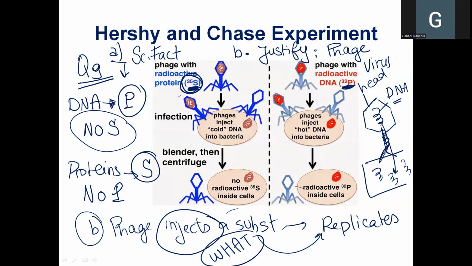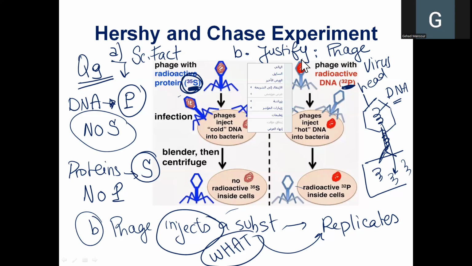How did they do this? They cultured the phage inside a medium where there was radioactive sulfur or radioactive phosphorus with other bacteria that were not used for the experiment, of course, in order to increase the number of phages. But every time the phage would reproduce, it would contain this material that they inserted in the culture, either sulfur 35 or phosphorus 32. So at the end of the day, they had two groups of viruses, one with sulfur 35 and one with phosphorus 32.